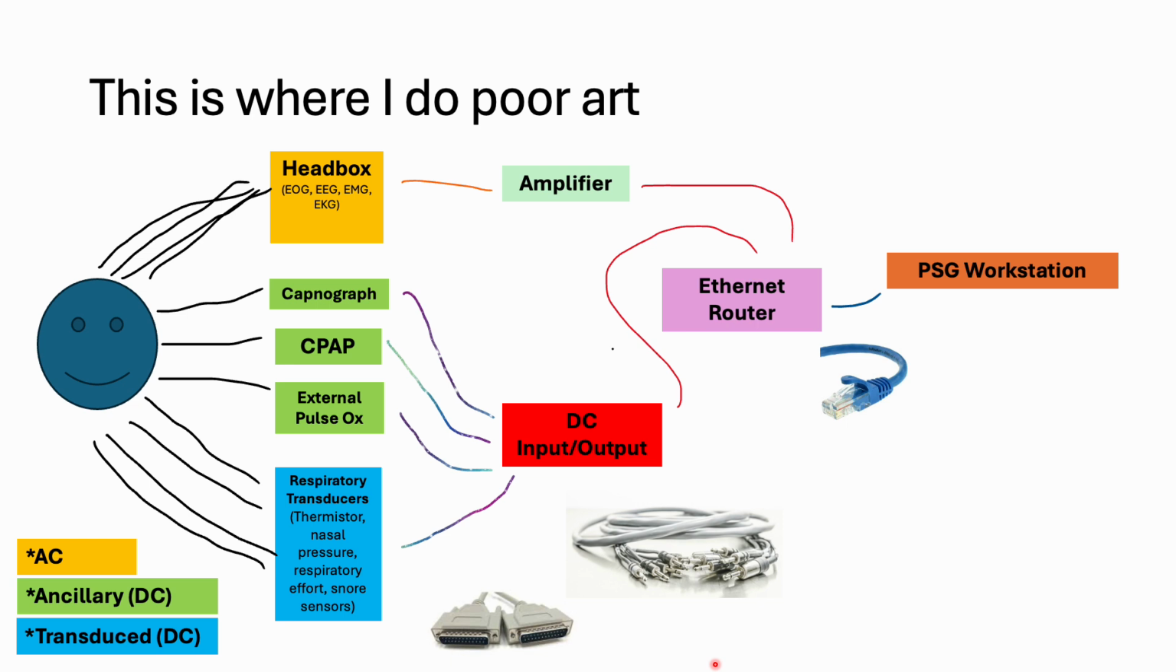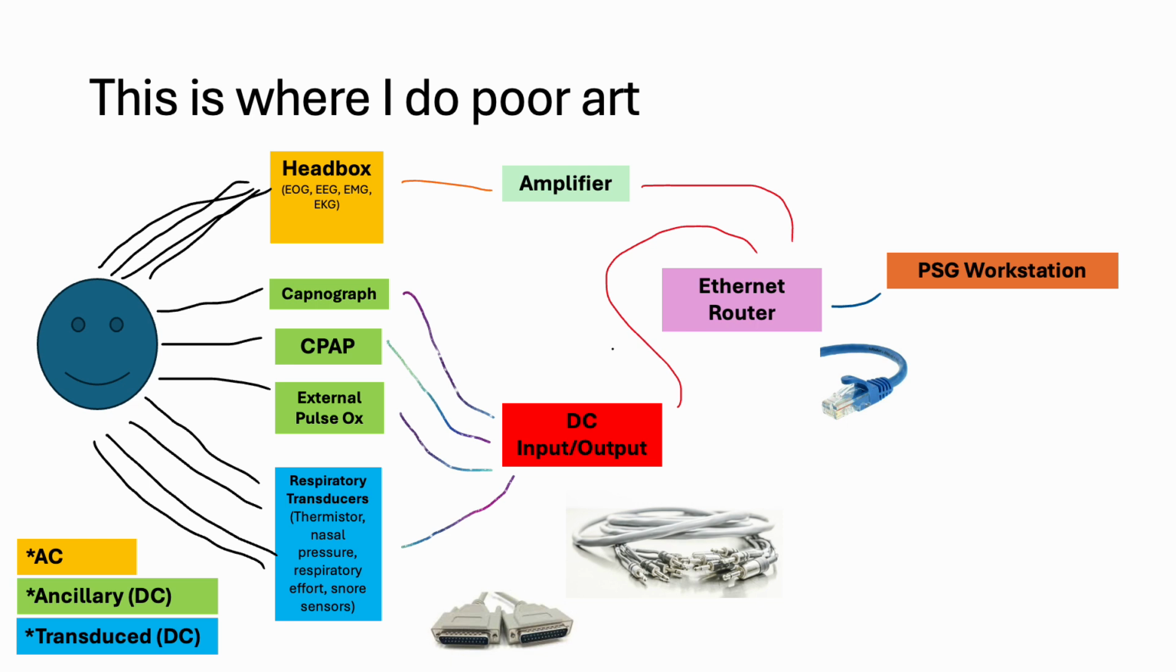Between these devices may be little boxes or special wires like patch cables that make the device connect to the DC box. A lot of capnographs have serial outputs. That's what these are, serial outputs. Those almost old-looking monitors. These are the DC wires. This is an Ethernet.